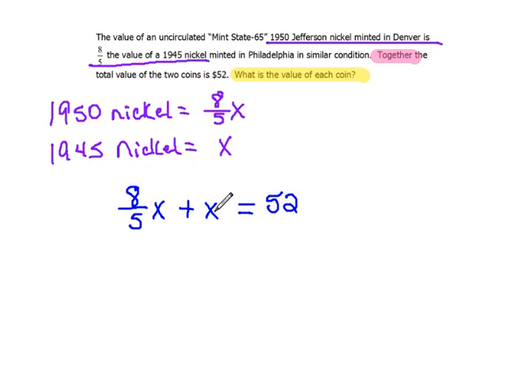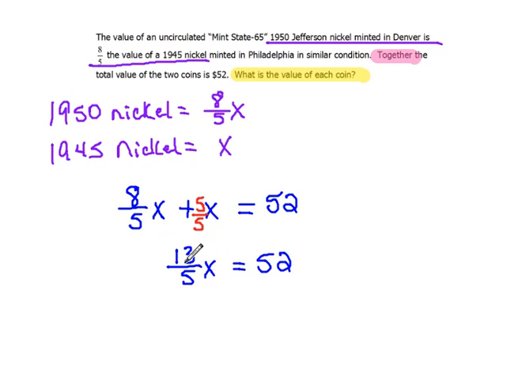Whenever we add these things together, remember, in order to add fractions, we have to have a common denominator. So I would really have to turn this 1 into something over 5, so it would have the same denominator. Well, 5 over 5 is 1. So now when we add 8/5 x plus 5/5 x, we get 13/5 x equals 52.